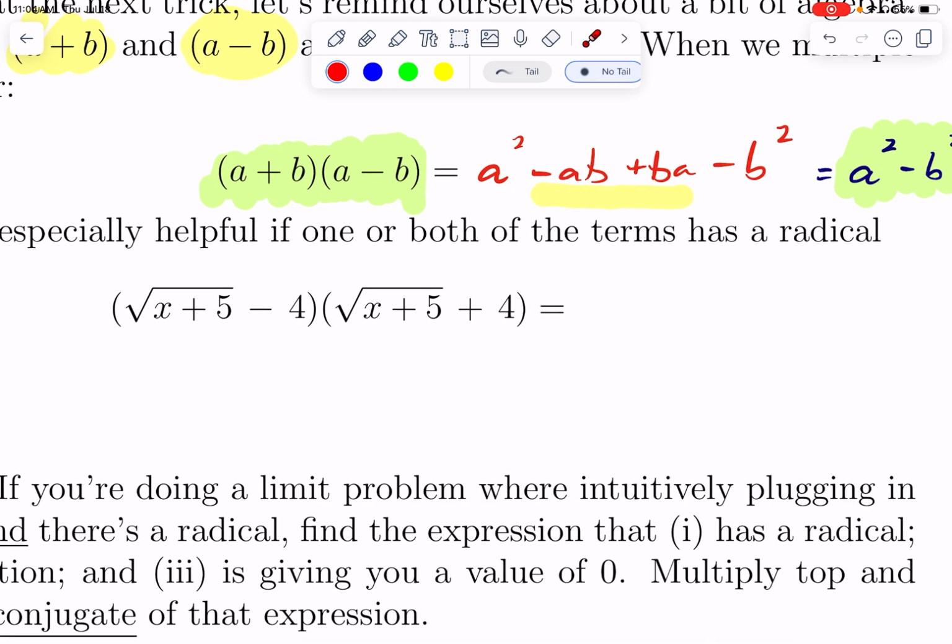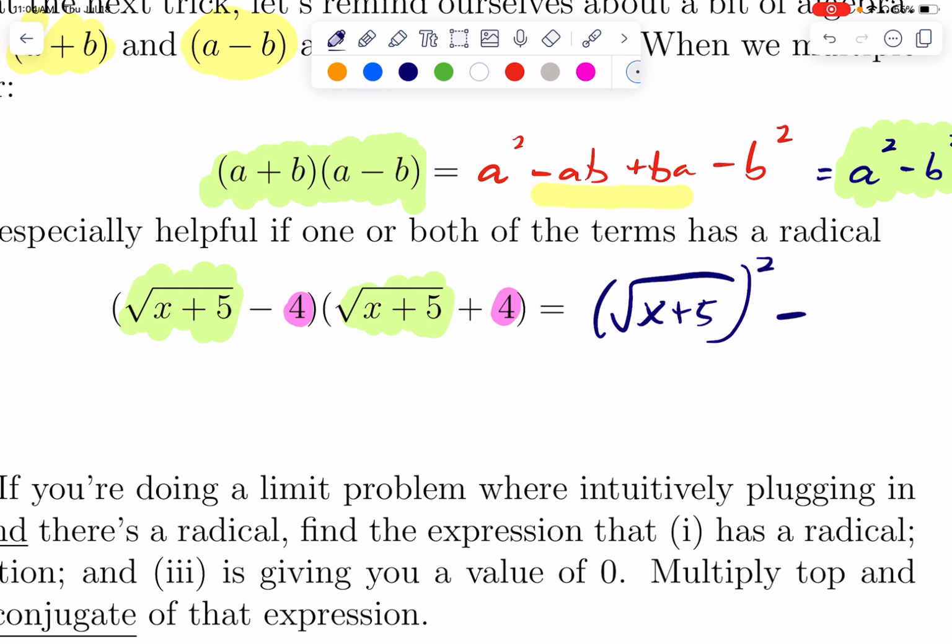I have the square root of x plus 5 minus 4 and the square root of x plus 5 plus 4. So my a, to use that vocabulary, is square root of x plus 5. It's a little complicated, but it's the same thing in both of them. And then my b is 4. In one version, we're adding them. In one version, we're subtracting them. So the rule here is that it's the first thing squared minus the second thing squared.